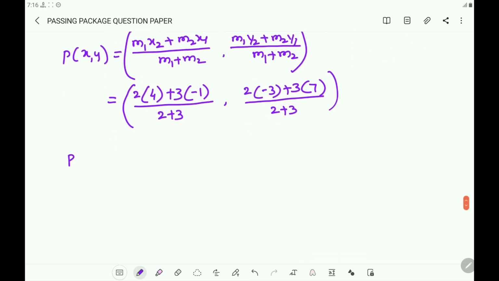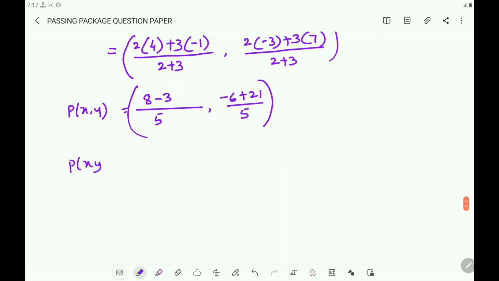So you take P(x, y) equals 2 fours are 8, and 3 into minus 1 is minus 3. So you got 8 minus 3 here, and 2 plus 3 is 5. Next, 2 into minus 3 is minus 6, plus 3 into 7, 3 into 7 is 21, that divided by 5.